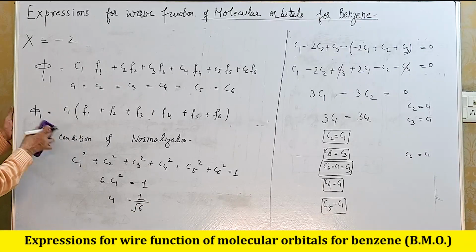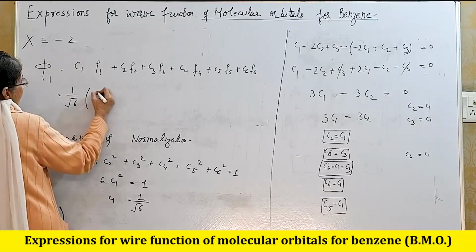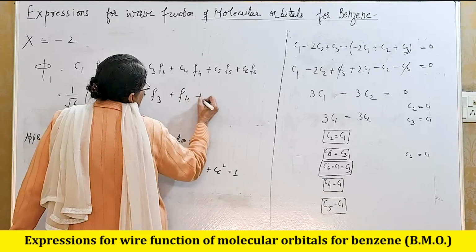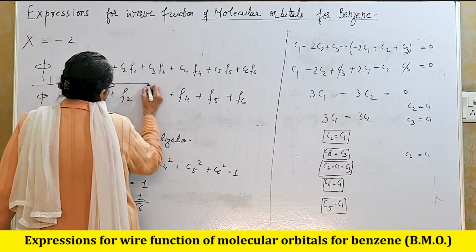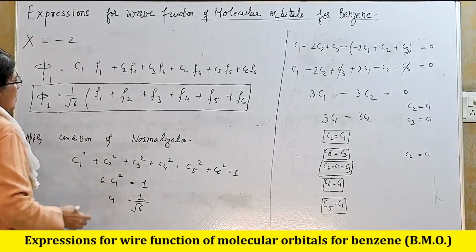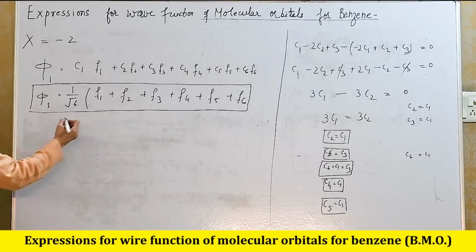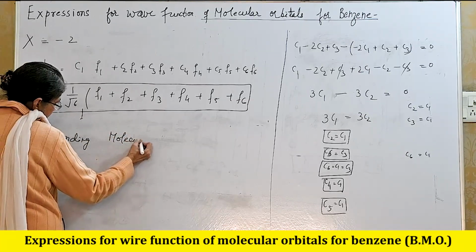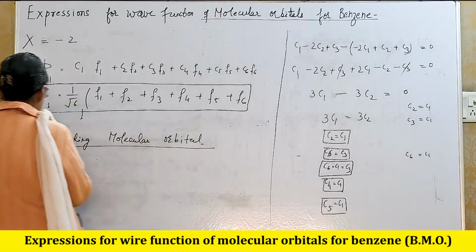So, we get that phi 1 is equal to 1 by root 6 times F1 plus F2 plus F3 plus F4 plus F5 and F6, where these F1, F2 are the atomic orbitals, and phi 1 is the bonding molecular orbital. So we have completed the first one for x equal to minus 2, and this is the bonding molecular orbital, phi 1.